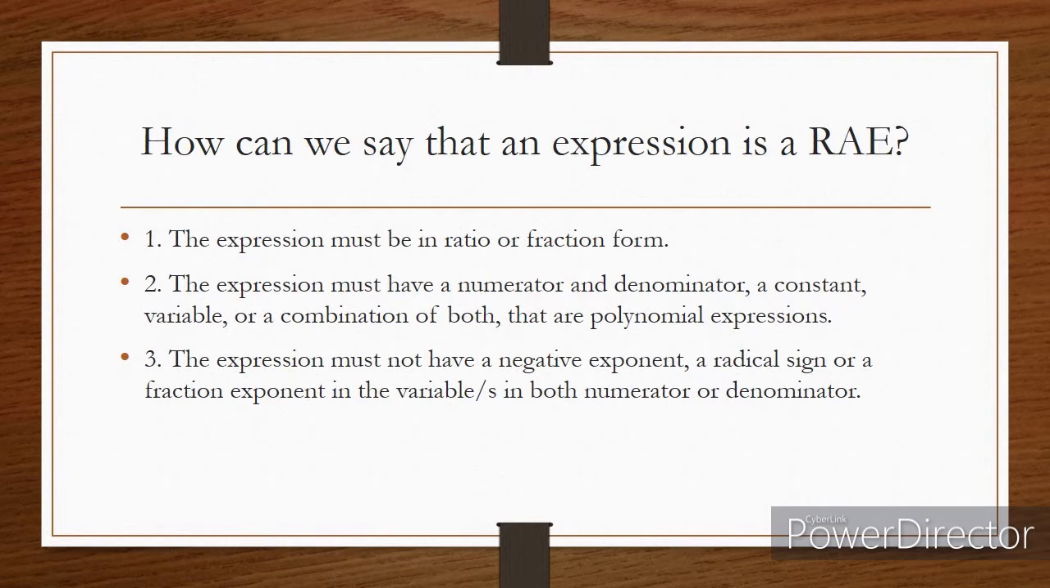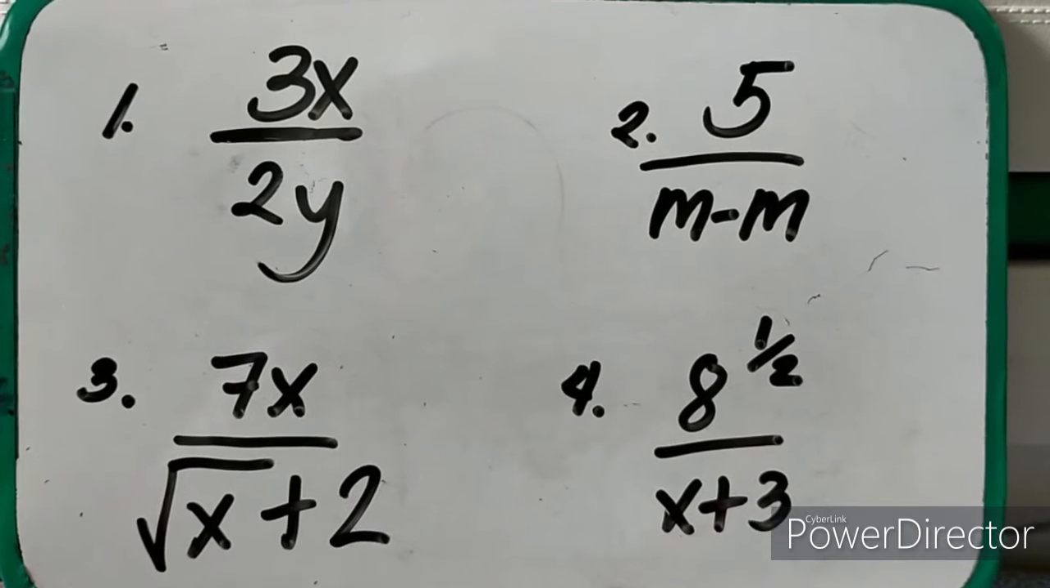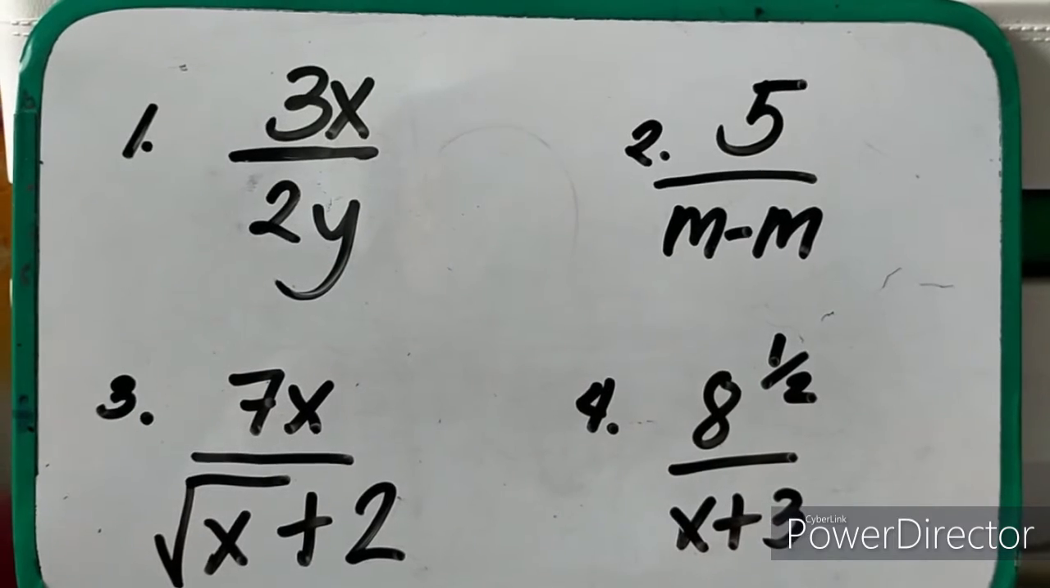Next, the expression must have a numerator and denominator, of course, a constant, variable, or a combination of both that are polynomial expressions. And the last one, the expression must not have a negative exponent, a radical sign, or a fraction exponent in the variable in both numerator and denominator. Para mas malinaw, let's have some more examples. So for our example, we will identify which among these examples are RAE or not.